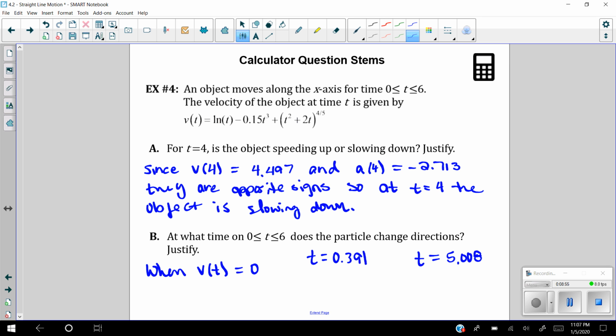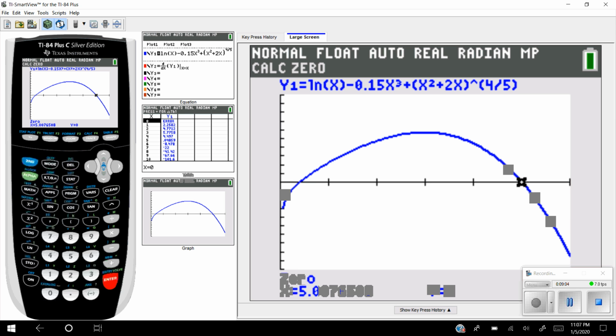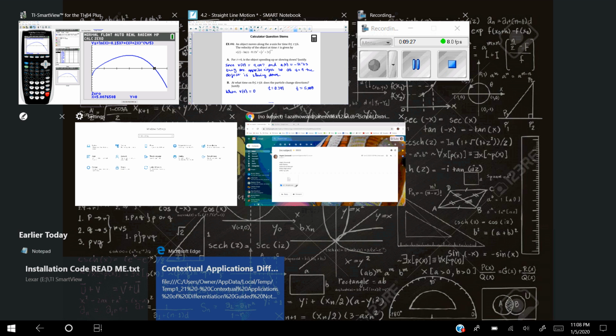Now, we can even be more specific and say which direction it's changing from and to. So at t equals 0.391, the velocity goes from below the x-axis to above. Like here it's below, and here it's above. So it's switching from going left to going right. And then at t equals 5, it's going from above to below. So it's going from moving right to moving left. So left to right and then right to left.